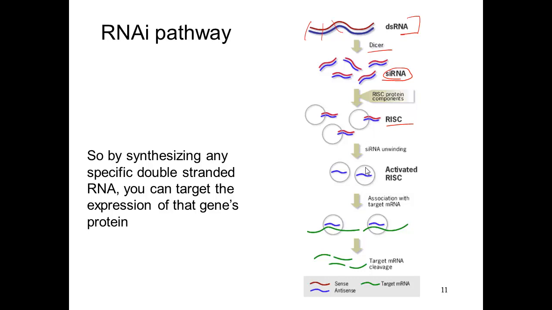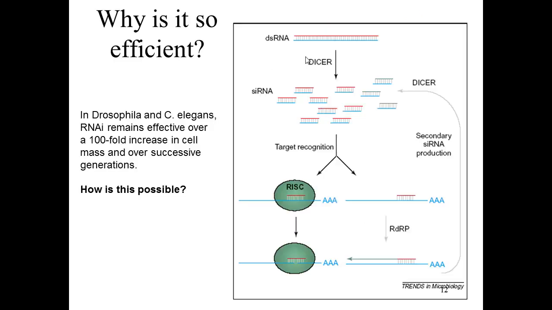duplexes, then discard one of the strands and use the strand that it retains as a template for the RNA to bind. Then when it binds the RNA based on complementarity to the retained strand, it's going to cleave the targeted mRNA. Once it's degraded, this active enzyme can go ahead and degrade another mRNA, and this is one reason why you can see such big effects from a small number of initial double-stranded RNA molecules.